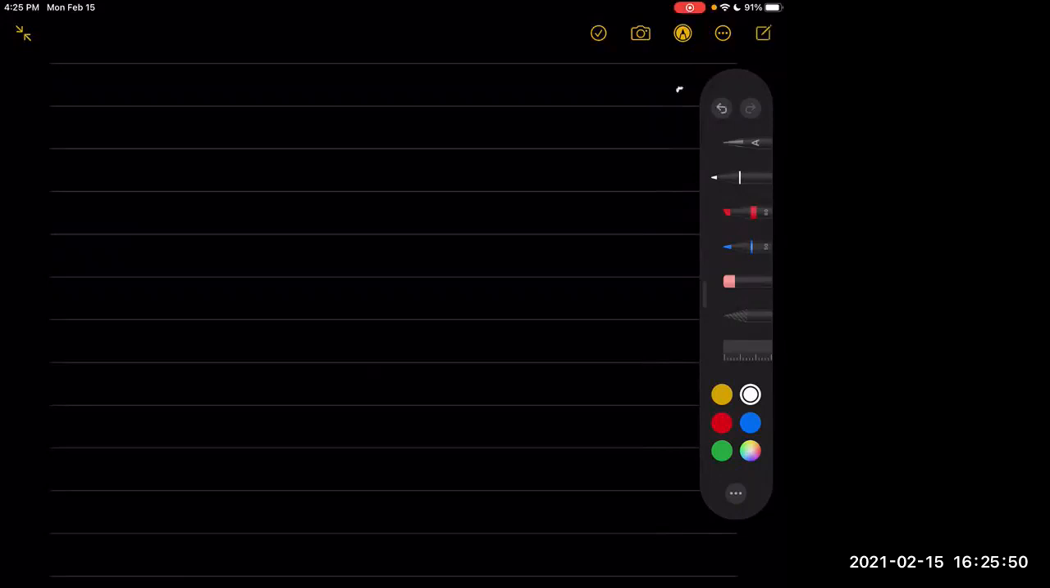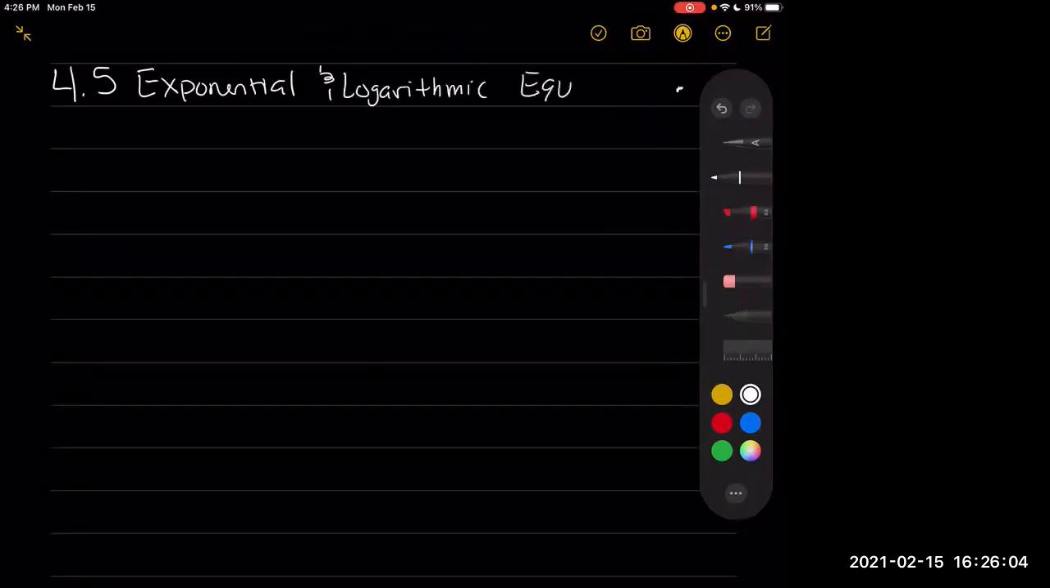Hi class, today we're going to look at section 4.5, which is on exponential and logarithmic equations. So this section mostly focuses on how to solve problems that feature logarithmic or exponential parts. So first we're going to look at exponentials.